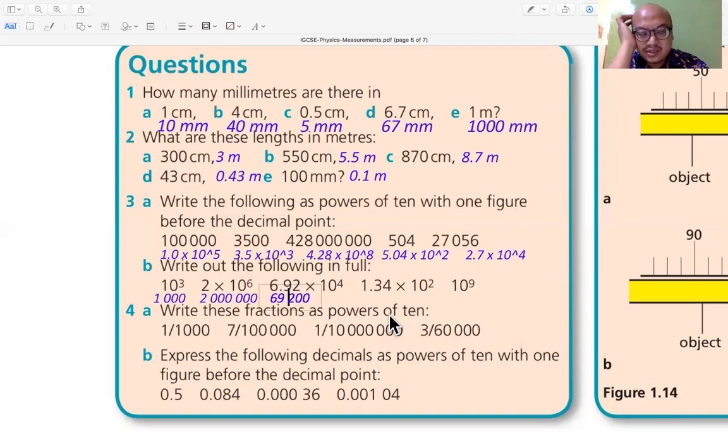Sorry, 69,200. 69,200. Yeah. Okay, what about the third one here? I put here, yeah. Same thing with 134, because this is 10 power 2. So it's like moving this point two times, 1, 2. So it equals 134.